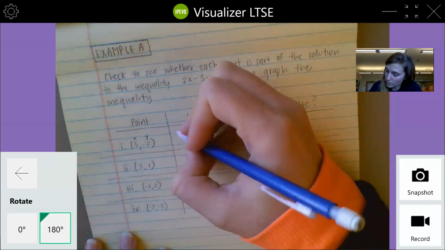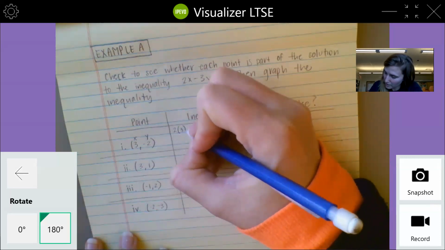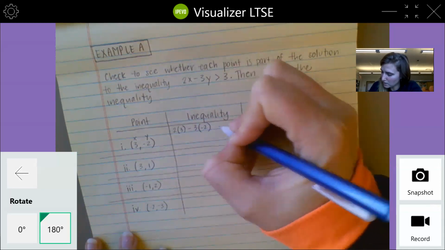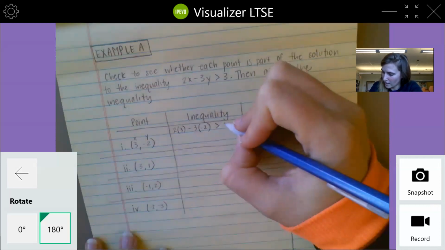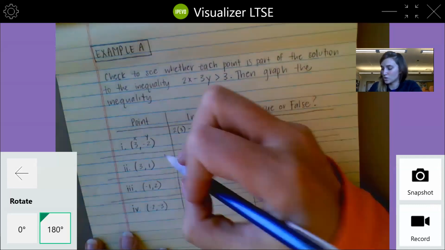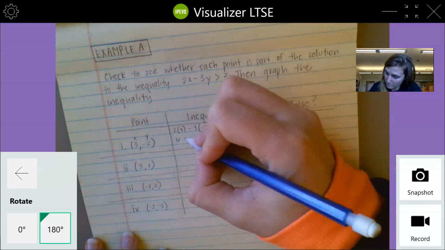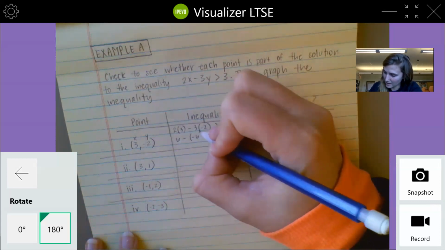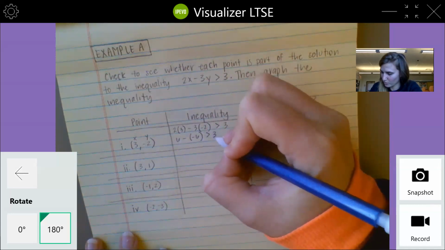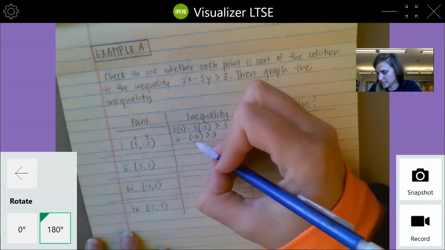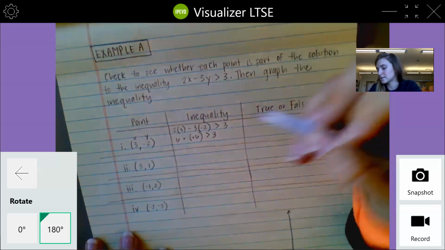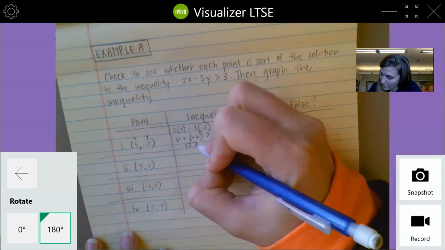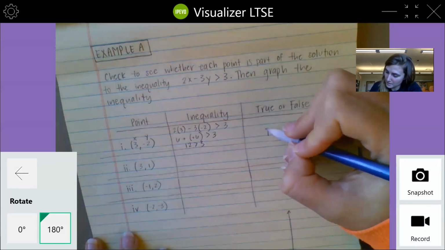So I get 2 times 3 minus 3 times -2, and I'm checking to see if it's greater than 3. So 2 times 3 is 6, minus 3 times -2 is -6. Is that greater than 3? Well, this turns into 6 plus 6. Subtracting a negative number means addition, so that's 12 greater than 3. Yes, that is true.